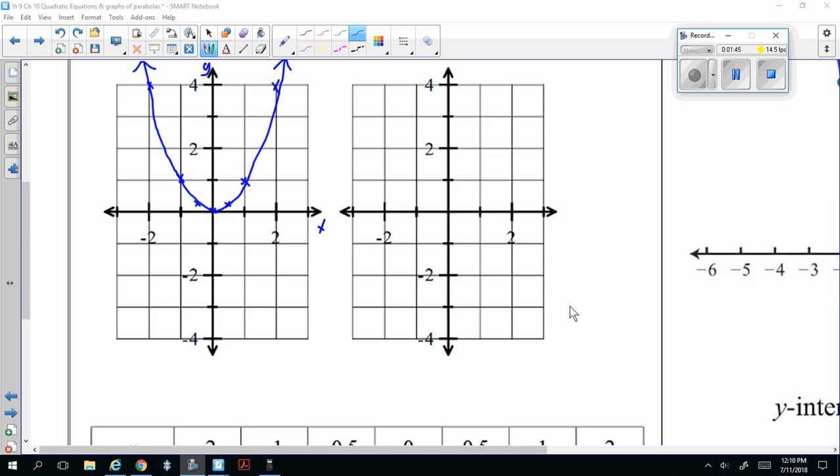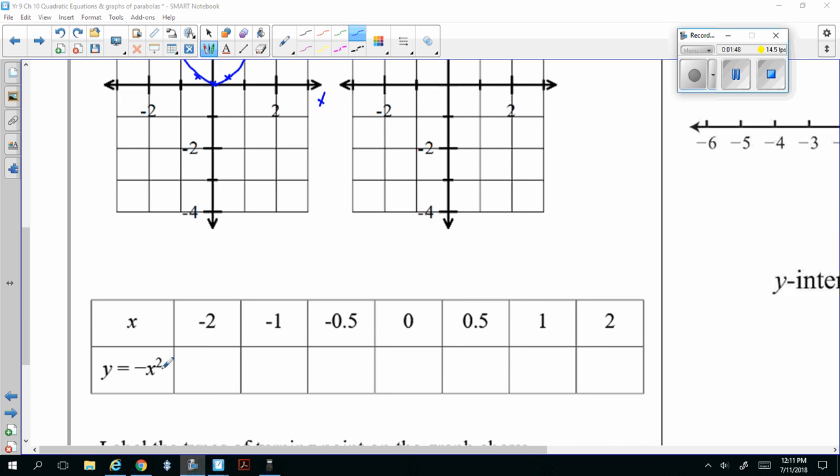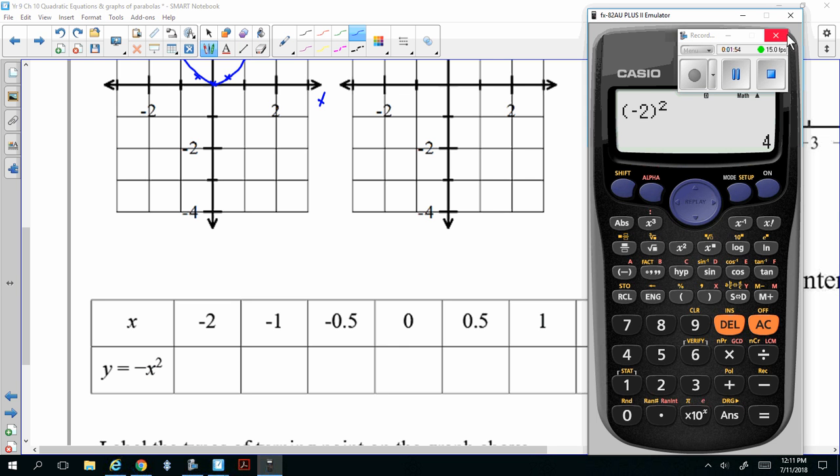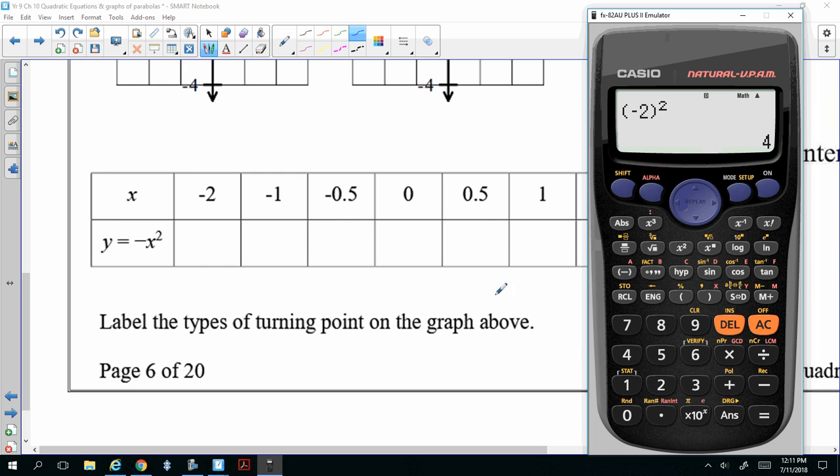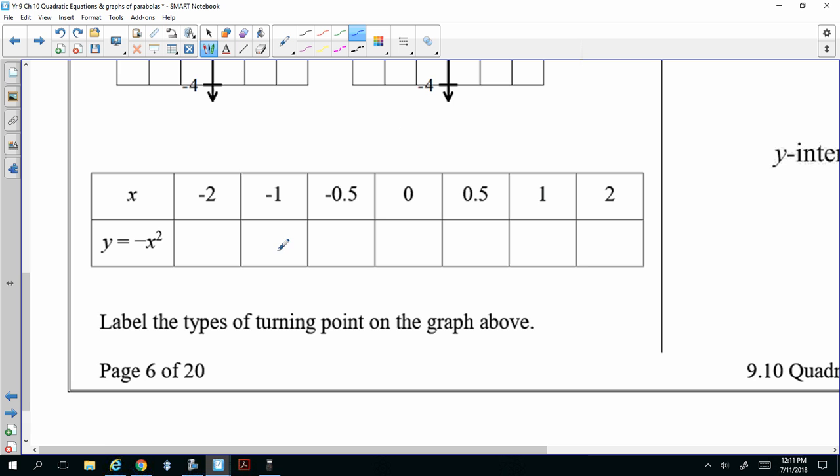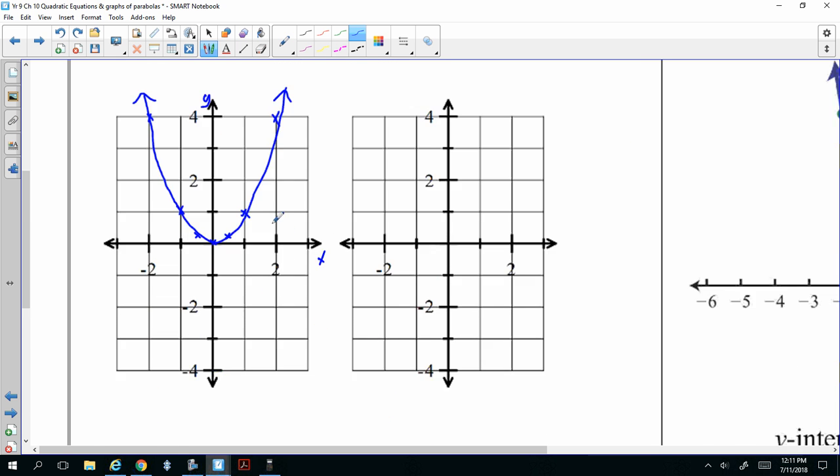Let's try the other one. What if there's a negative in front of x squared? When you put it in, put negative bracket, -2, close bracket squared. You get -4. So when you have a negative in front, it's -1 multiplied by x squared. So whatever the answer you got before, everything turns into negative.